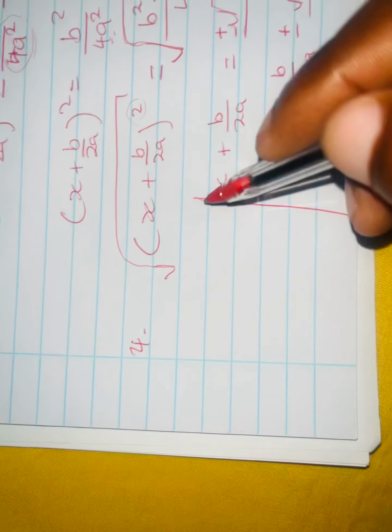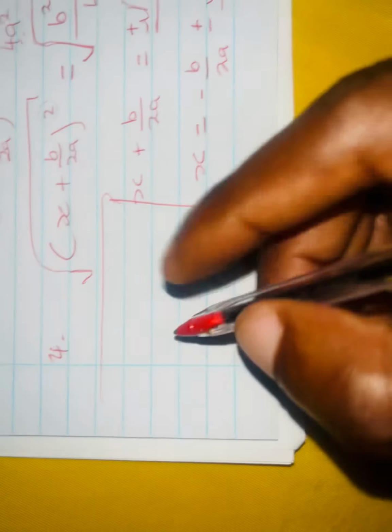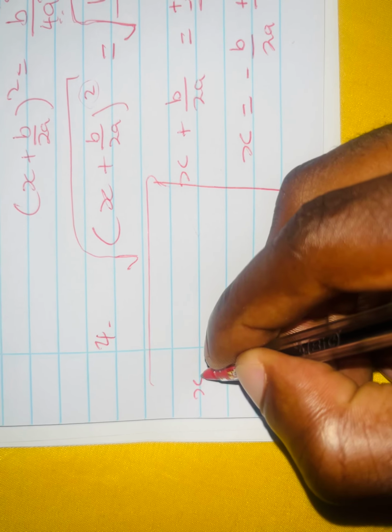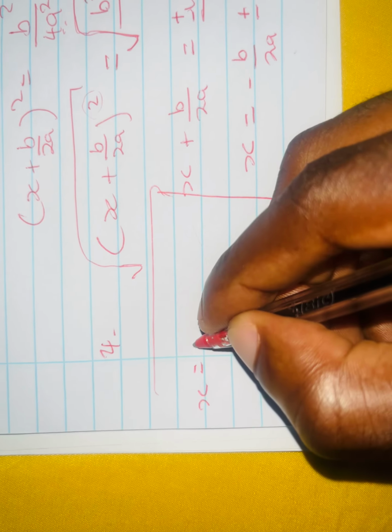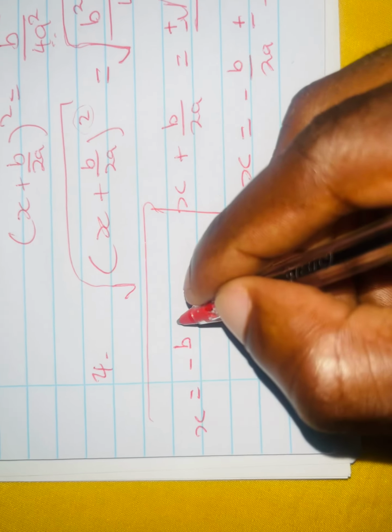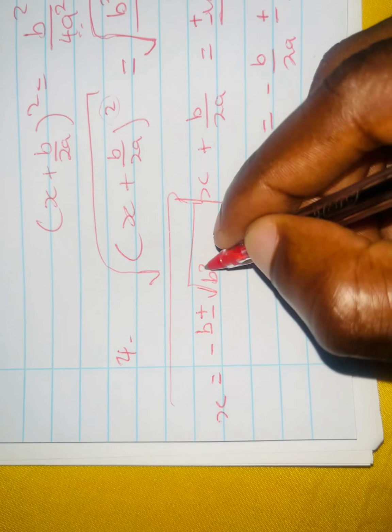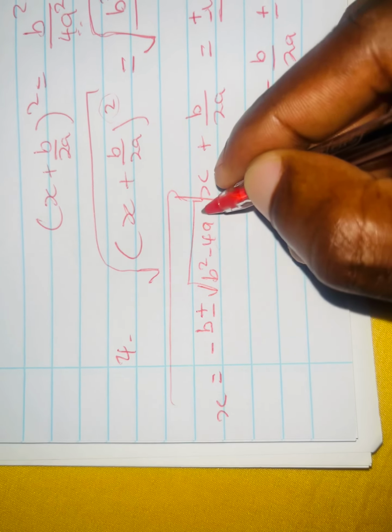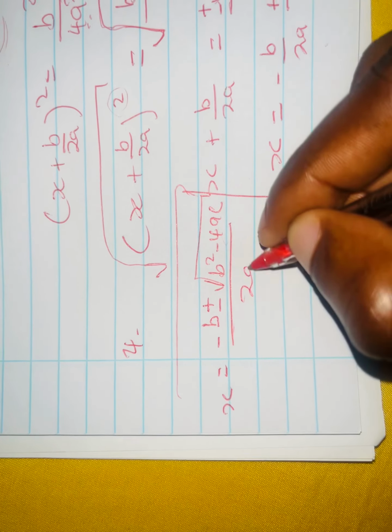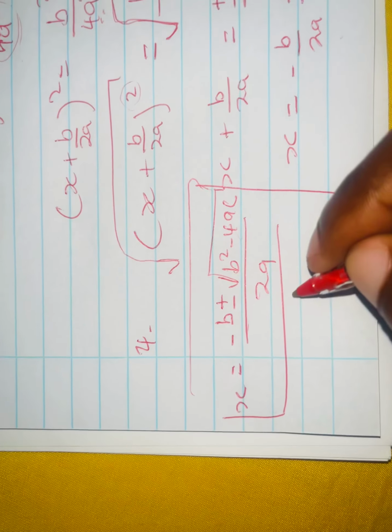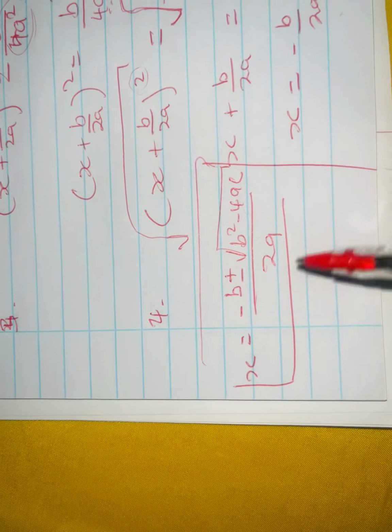So let's just come to this side. You're going to have x equals minus b plus or minus root b squared minus 4ac all over 2a. So here we have derived our quadratic formula.